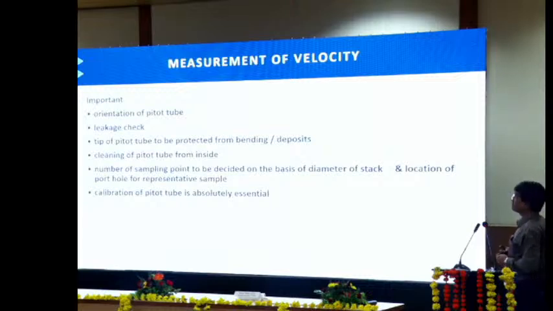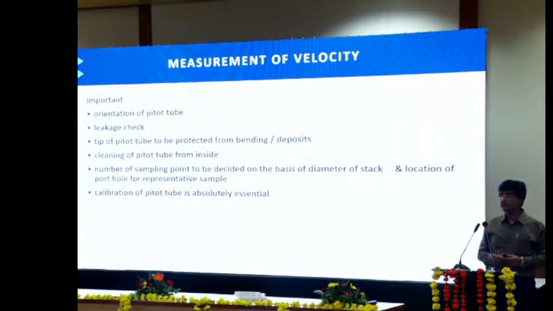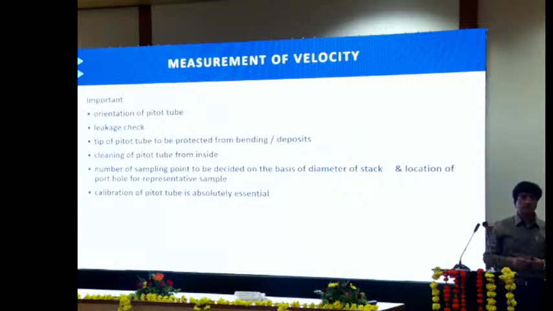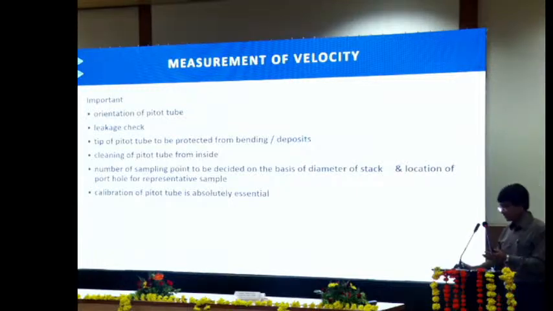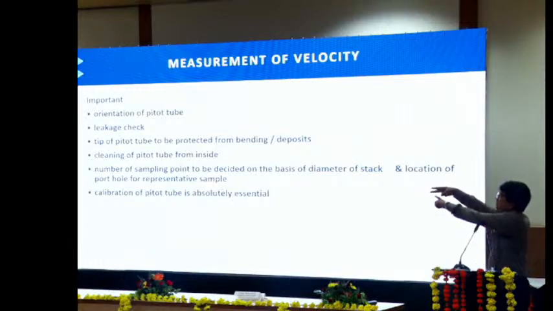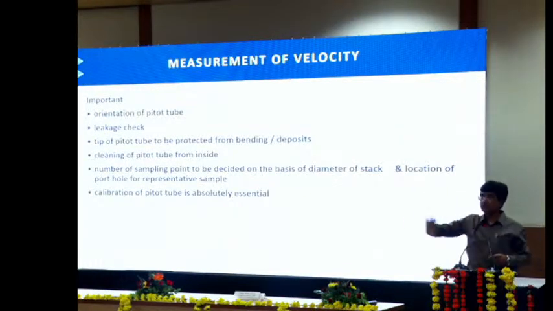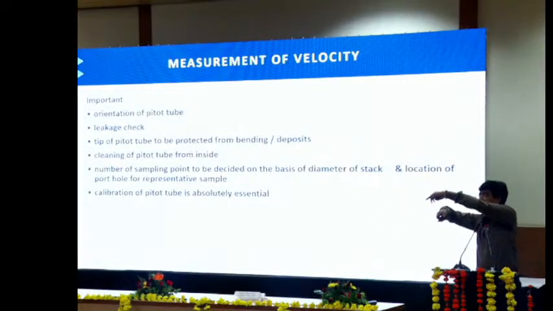The orientation of the pitot tube. When you are doing the monitoring inside the chimney for calculating the differential pressure, the orientation of the pitot tube becomes very important. You need to put it in a proper plane, and wherever the flow is going, your pitot tube should be facing that particular stream. Suppose it is a horizontal stream, then you need to put the pitot tube in a way that if the flow is coming from that side, this should be the positive end.